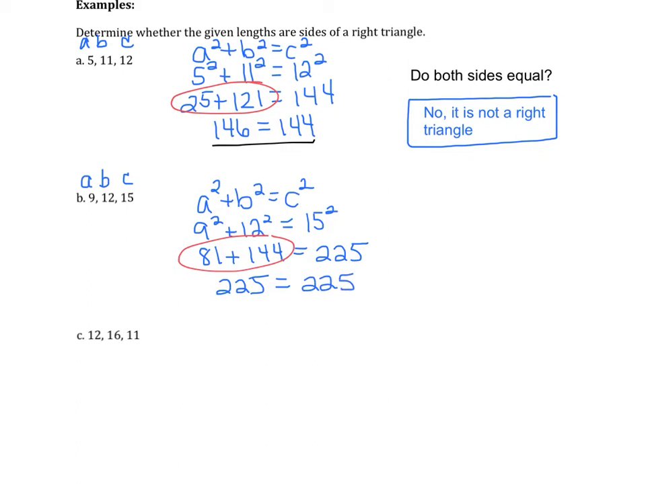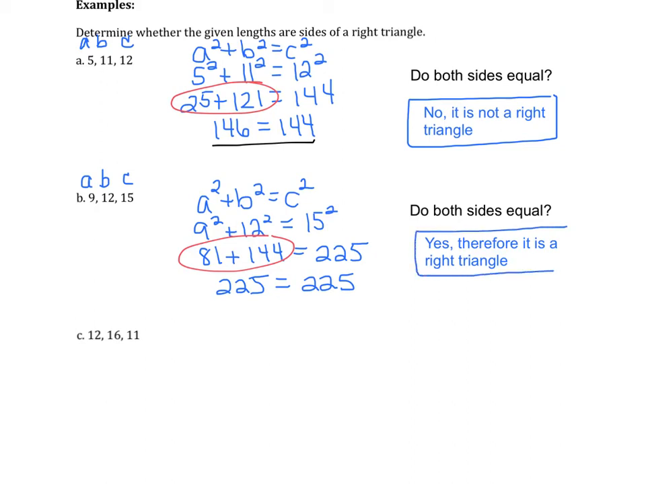So do both sides equal each other in this problem? Yes, they do. They do equal each other. Therefore, this is a right triangle. So both sides equal each other, therefore, yes, it is a right triangle. So when they equal each other, it's a right triangle.